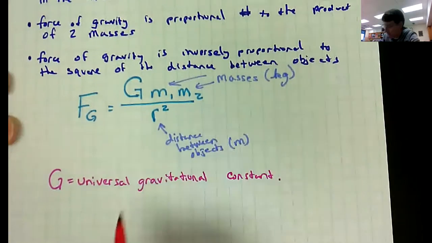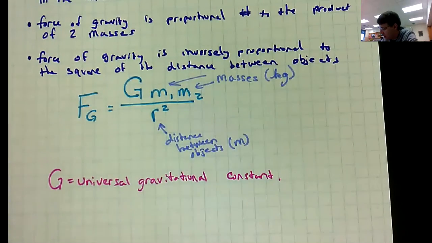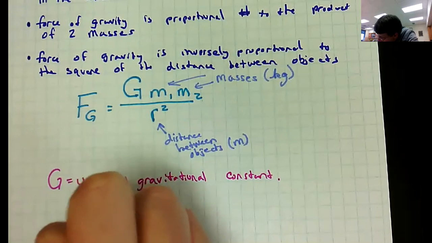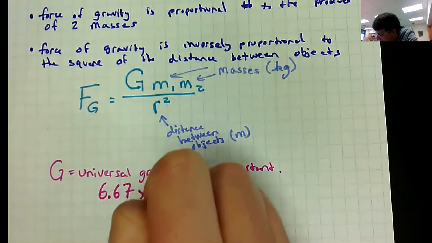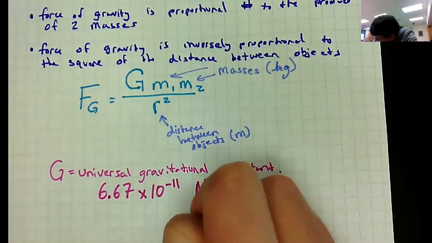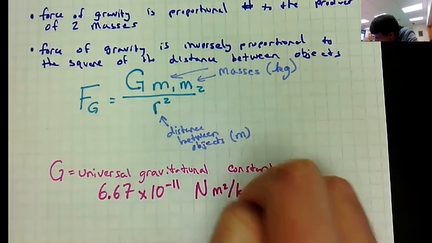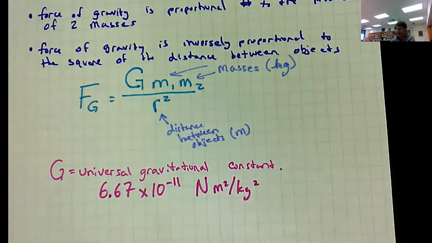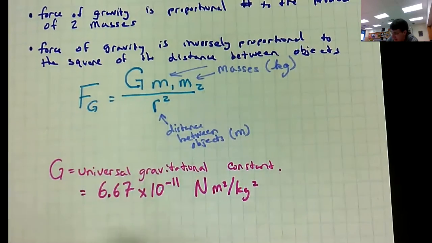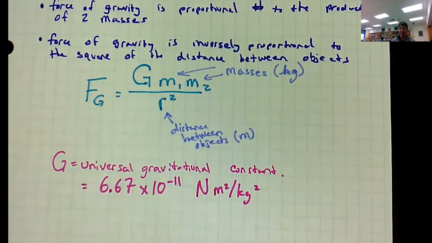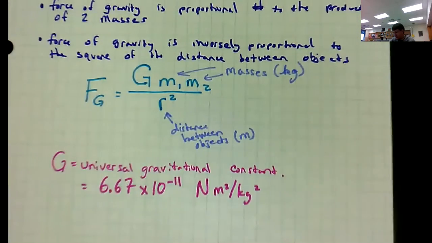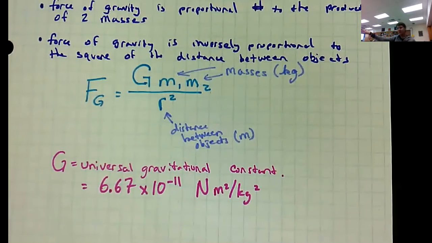How weak is it? It's given by this universal gravitational constant. It tells us how weak gravity is, and it's always the same everywhere in the universe. It's 6.67 times 10 to the negative 11th Newton meter squared per kilogram squared. I'll talk about that unit in a second. But for right now, I just want you to know that the universal gravitational constant G is equal to that number. That 10 to the negative 11th means that it's 0.0000000000667 Newton meters squared per kilogram squared. It's extraordinarily weak.